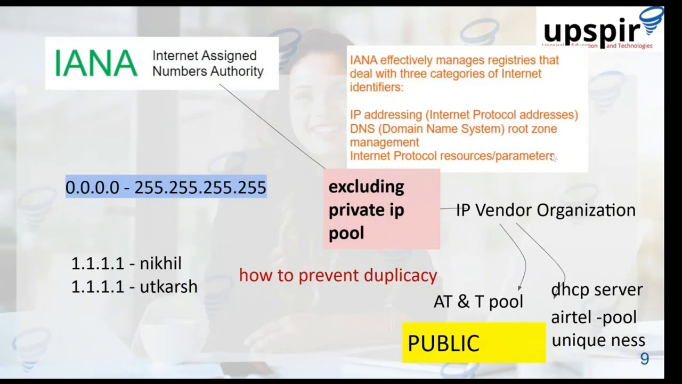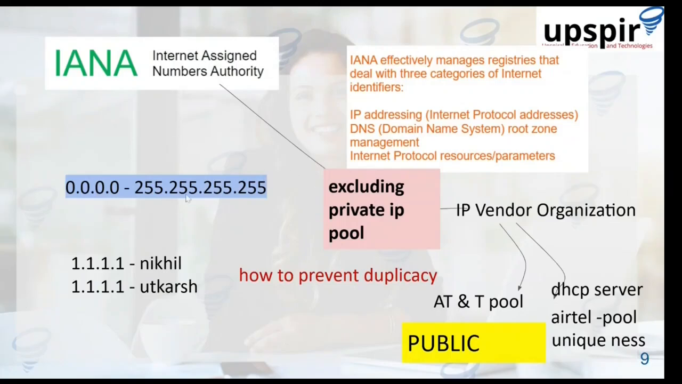Okay, this is an organization that effectively manages registries that deal with three categories of internet identifiers: IP addresses, domain name systems, and internet protocol resources. All these three things are managed by IANA, the Internet Assigned Numbers Authority. If we talk of IPv4, the entire range of IPv4 addresses will be from 0.0.0.0 to 255.255.255.255. Okay, so this is the entire range.